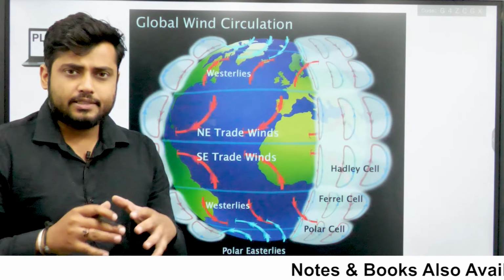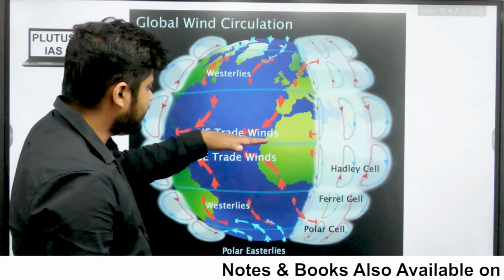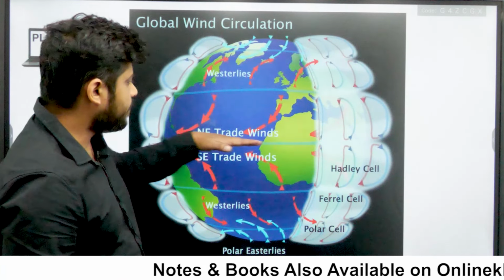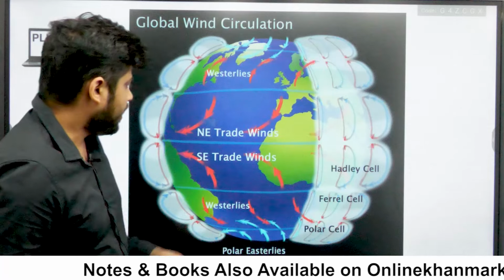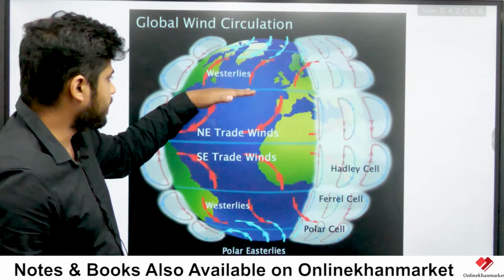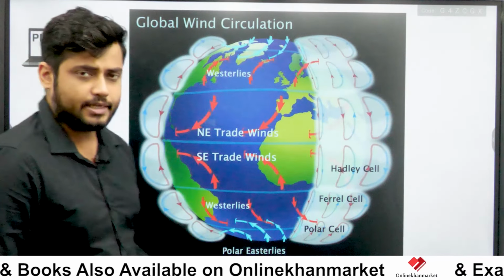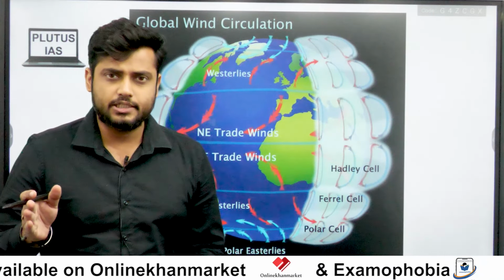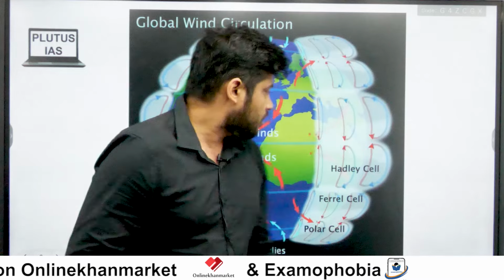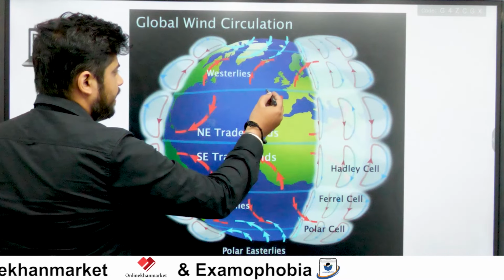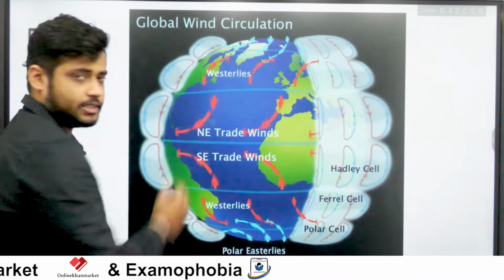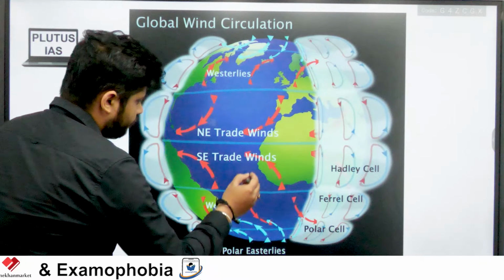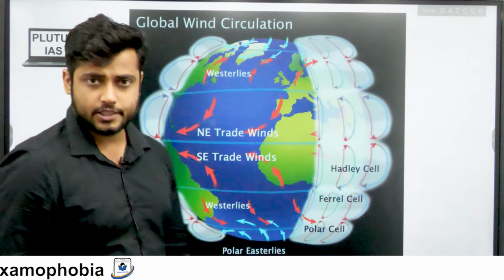For now you can understand it like this: we have low pressure at the 0 degree equator, and two high pressure belts at 30 degrees north and 30 degrees south. And wind always moves from the high pressure region to the low pressure region. So the wind is moving from the high pressure region to the low pressure region here also.